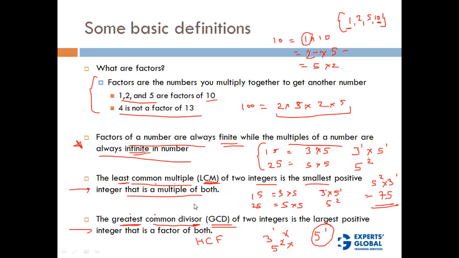One trick that you need to remember is that GCD is the greatest common divisor, but because it is a divisor, or rather because it is going to be a factor, it is going to be smaller than both the numbers, whereas LCM is a multiple, so it is going to be greater than both the numbers.